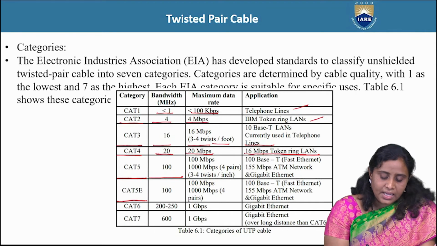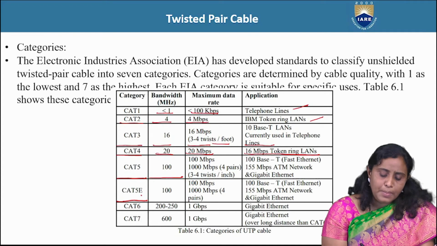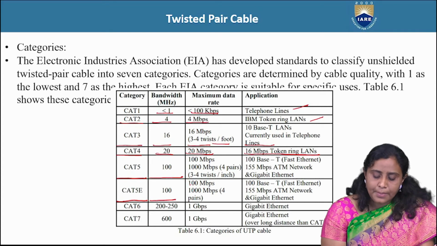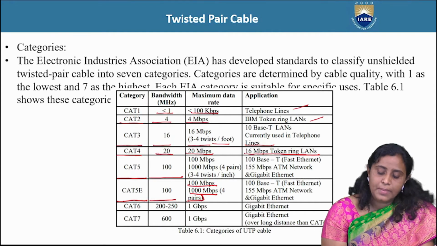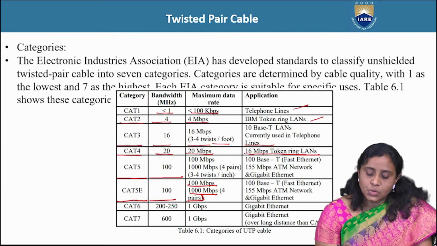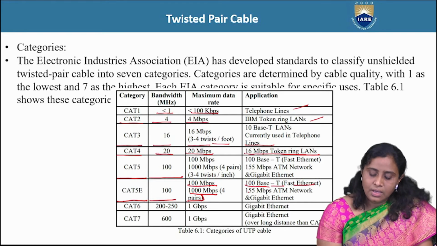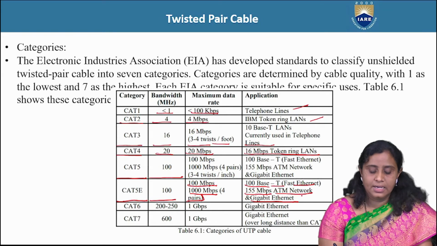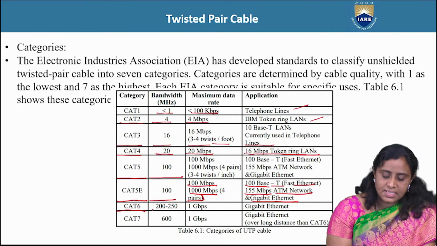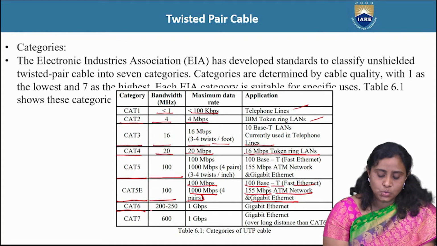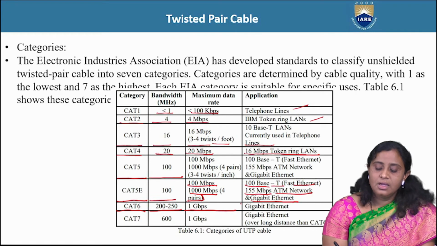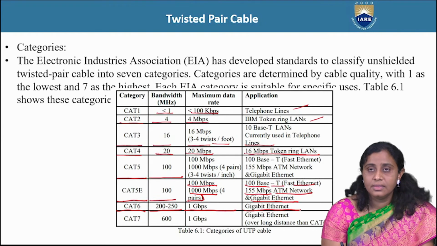Category 5E has a bandwidth of 100 and a data rate of 100 Mbps to 1000 Mbps, and 4 pairs of cables are used here; the maximum data rate increases. The application type is 100 base twisted pair fast Ethernet, 155 Mbps ATM network and gigabit Ethernet. Category 6 has a bandwidth of 200 to 250, a maximum data rate of 1 Gbps, and the application type is gigabit Ethernet.